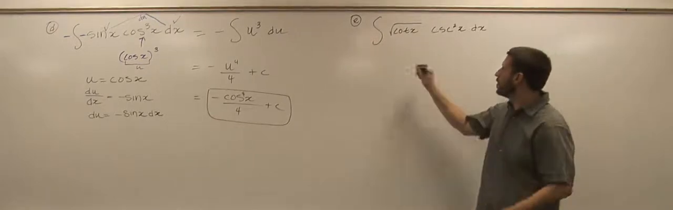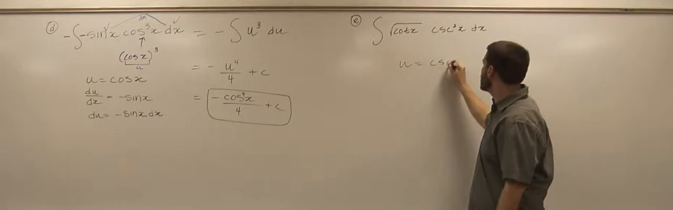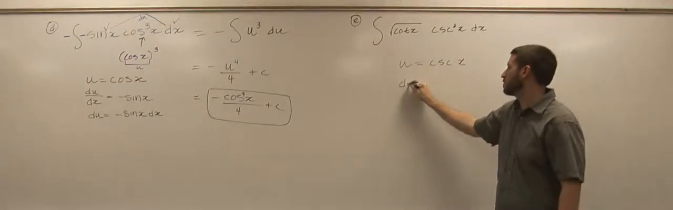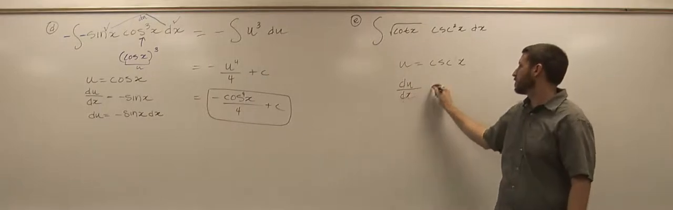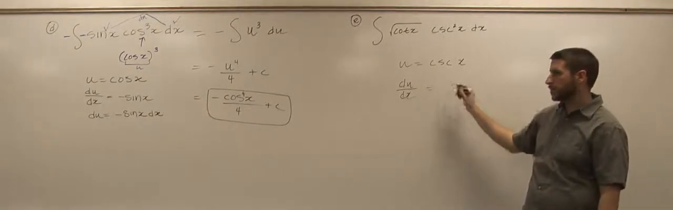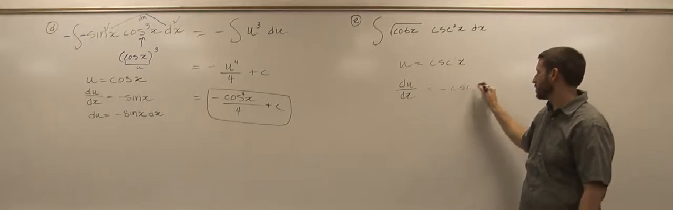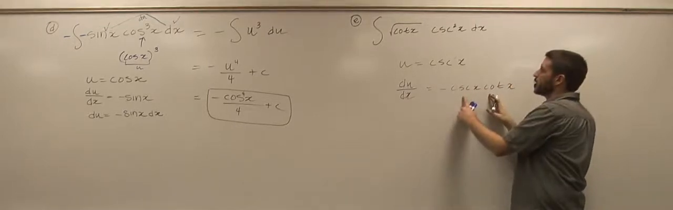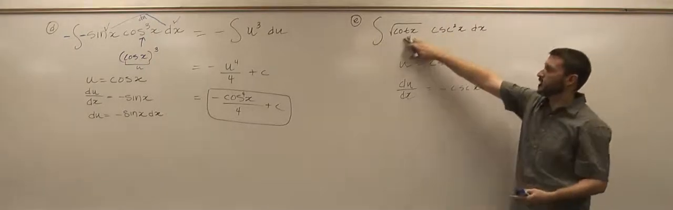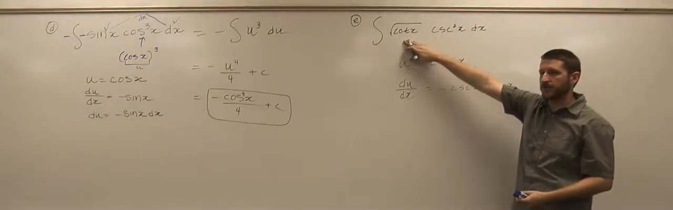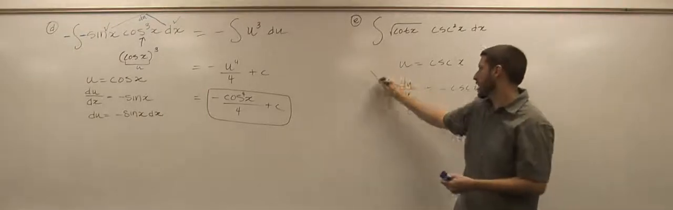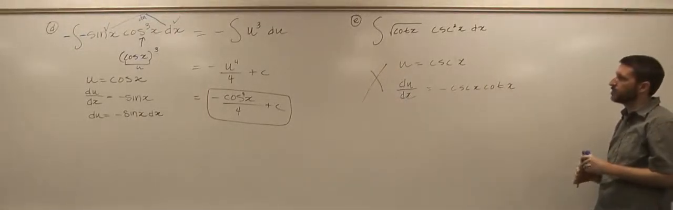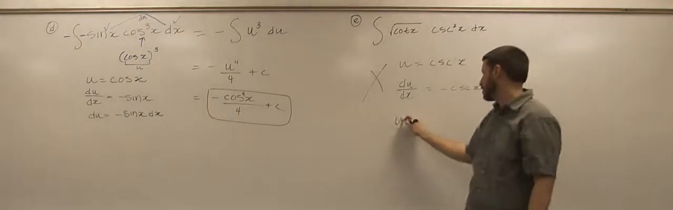If I make u equal to cosecant, what's du? What's the derivative? Cosecant, cotangent, negative. No, that's not it. So this cosecant, cotangent doesn't match up with my leftover here, right? So this is a good try, but not what I want. So what should I try after that? Try cotangent.